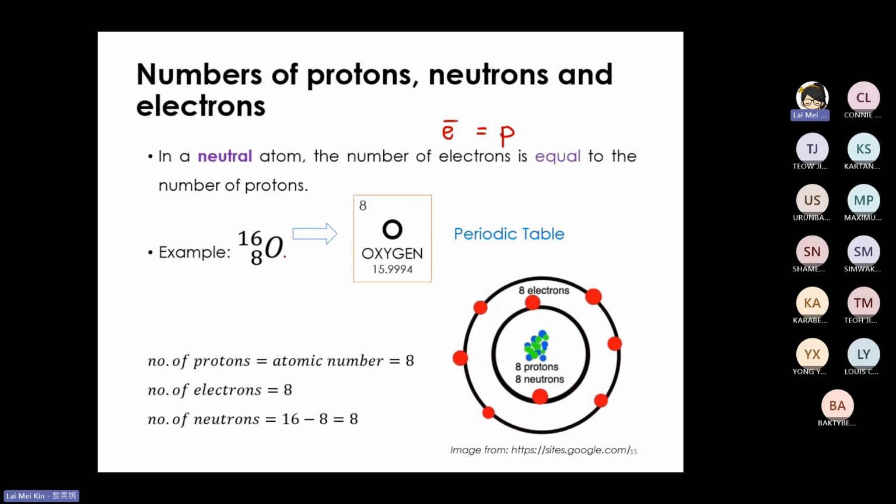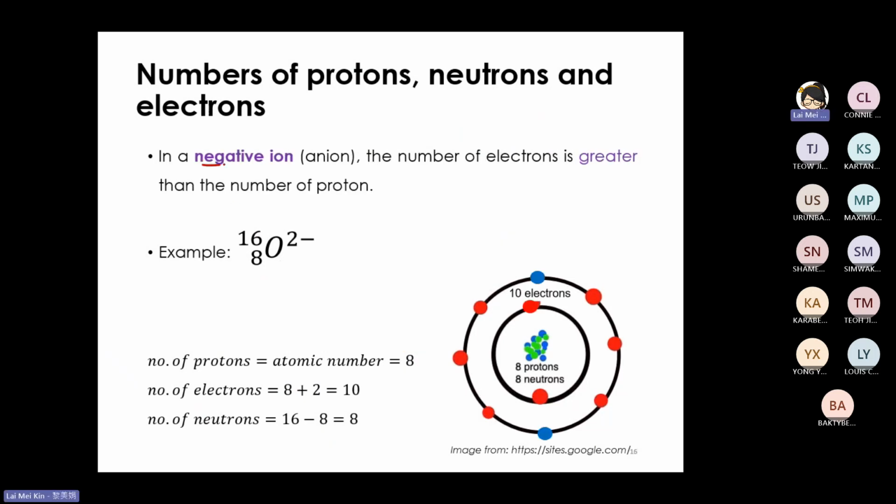For example, oxygen. Mass number 16, atomic number 8. So I will have number of protons 8. It is neutral, so number of electrons is also 8. And number of neutrons is nucleon minus proton, so 16 minus 8, I will get 8.